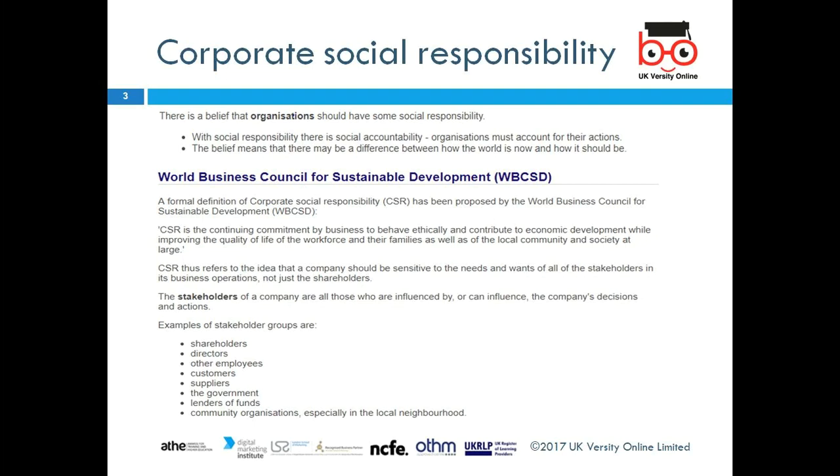CSR is a continuous commitment. It's not a commitment once you do and then stop it. It is for business to behave ethically, ethically meaning moral value, the way we do the business, so we work in the best interest of the wider public, ethical and contribute to the economic development while improving the quality of life of the workers and their family as well as the local community and society at large.